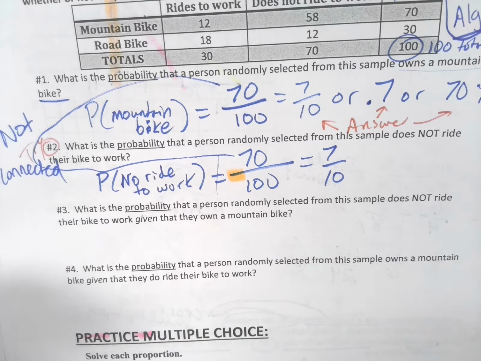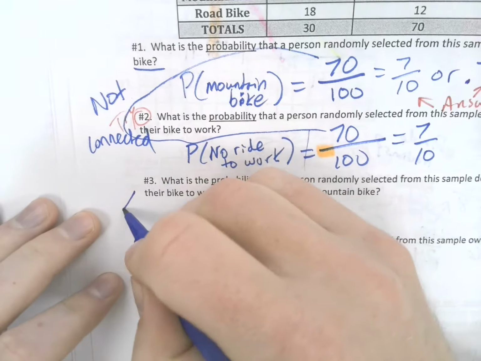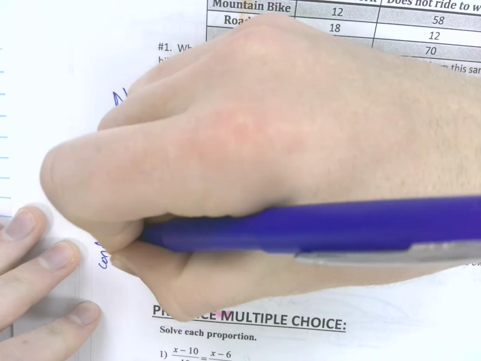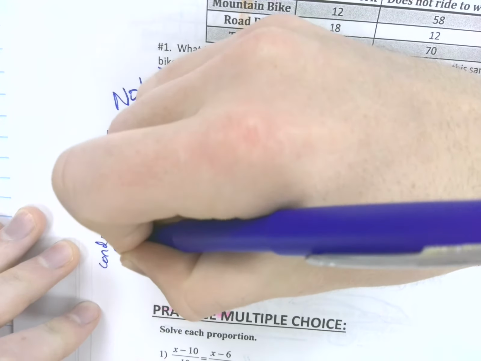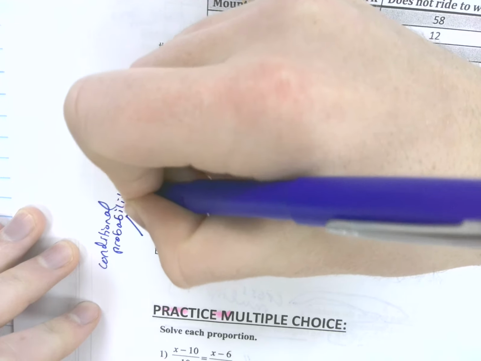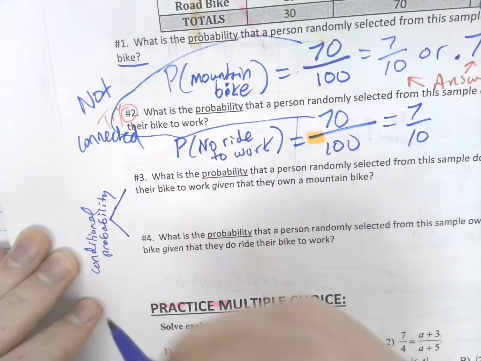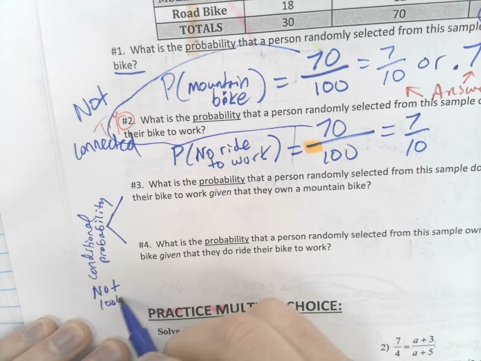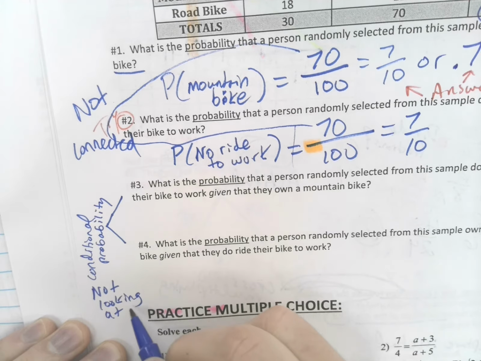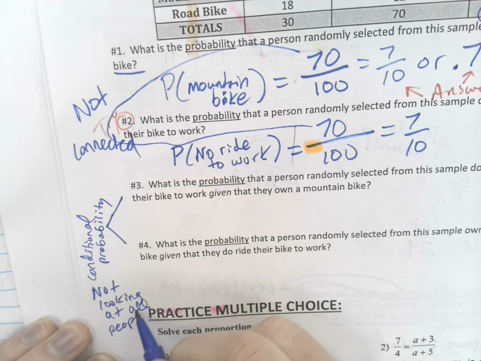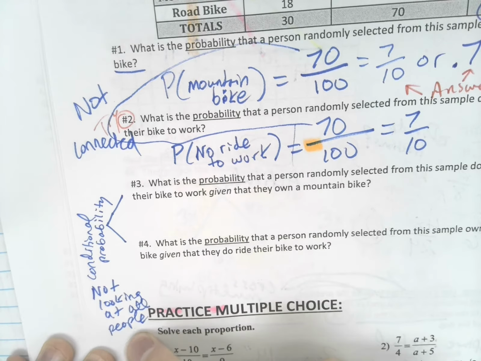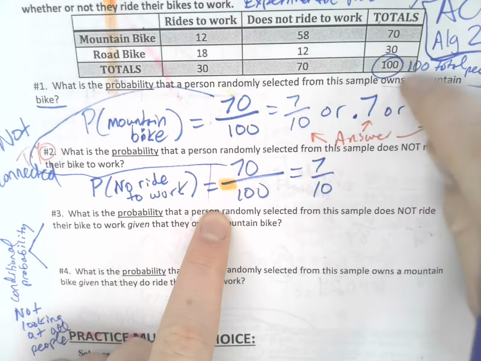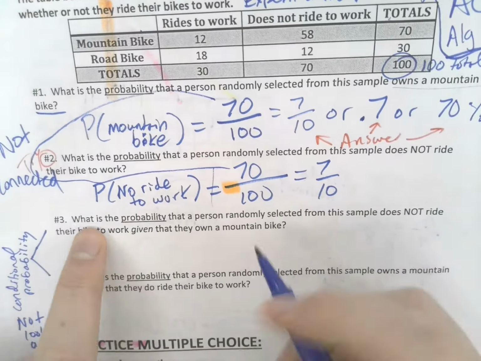Now, guys, here's where this gets a little bit trickier. Numbers 3 and 4 have to do with what's called conditional probability. And what I mean by that is we are not looking at all the people. You know how here we were looking at all 100 and here we were looking at all 100? Check this out. Number 3.